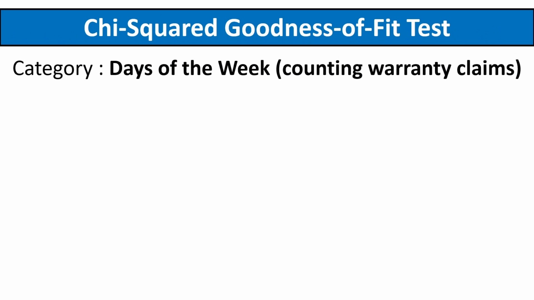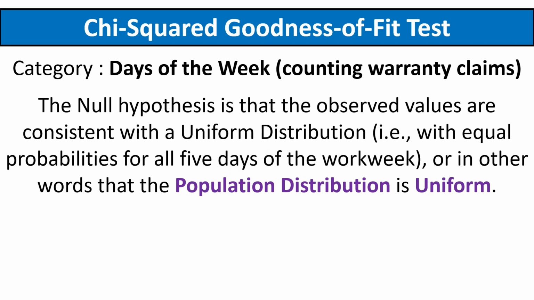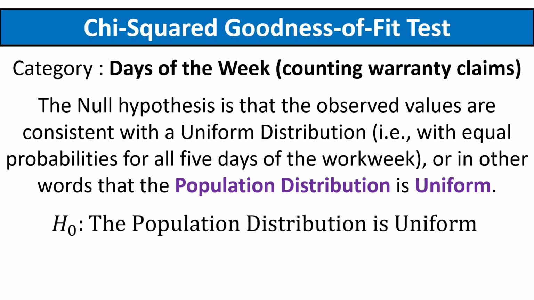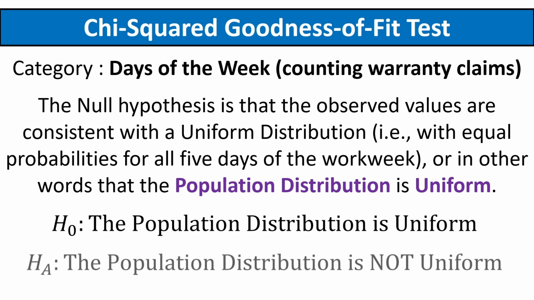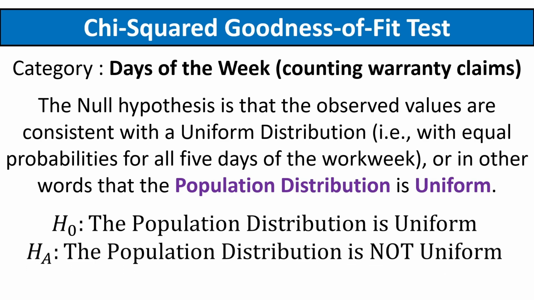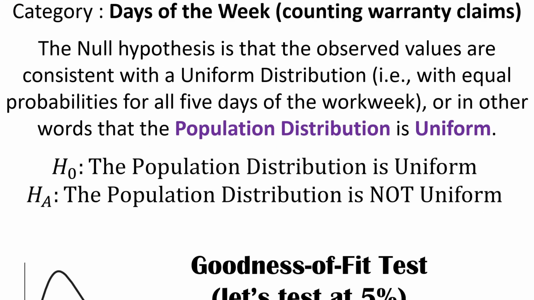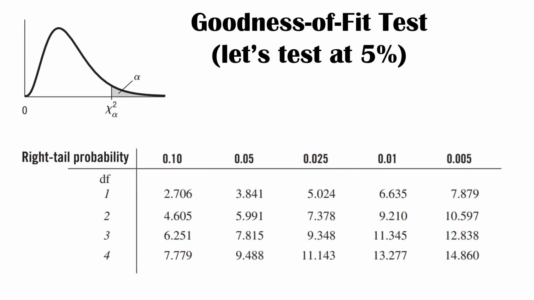So we're looking at a chi-square goodness of fit test. The category is days of the week, and we're counting warranty claims for each day of the week. The null hypothesis is that the observed values are consistent with a uniform distribution. In other words, with equal probabilities for all 5 days of the work week. Another way of saying it is that the null hypothesis is that the population distribution is uniform. So we can use that as our null. The population distribution is either uniform, or if we reject that, we can conclude that it is not uniform. Okay, so goodness of fit test.